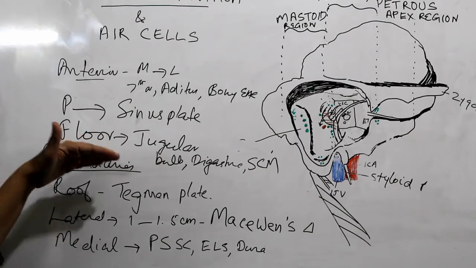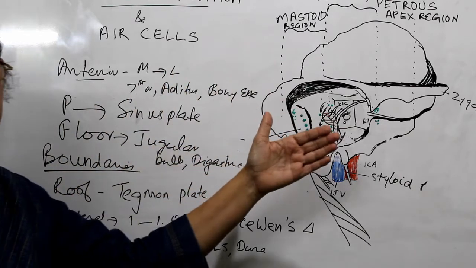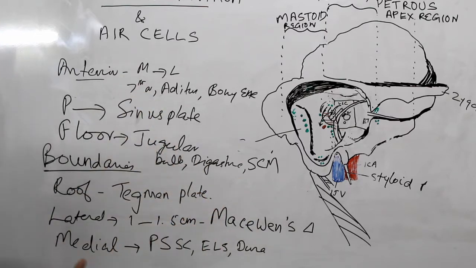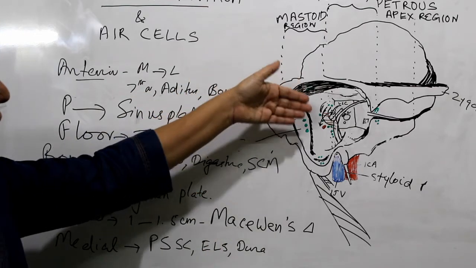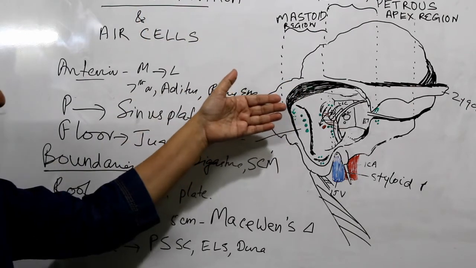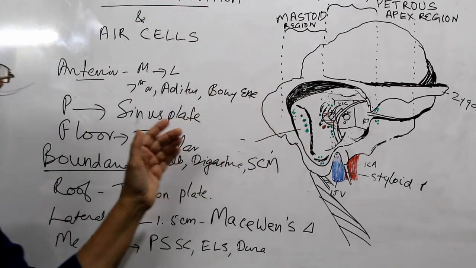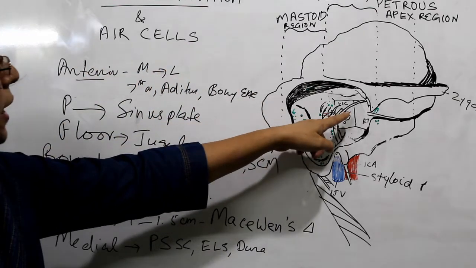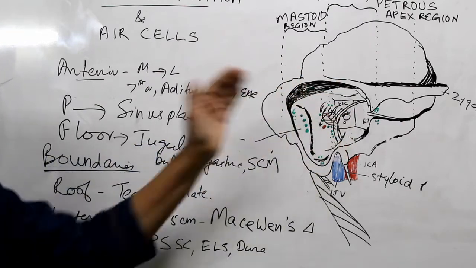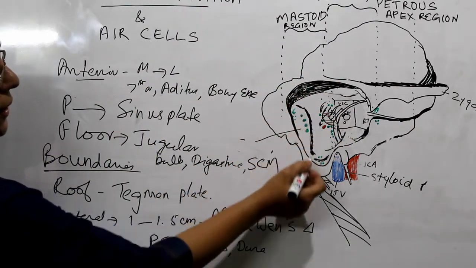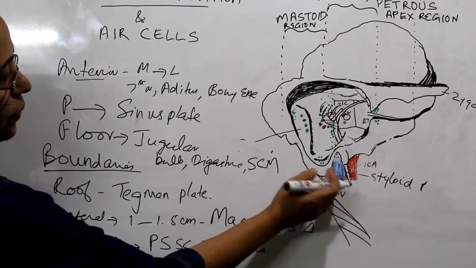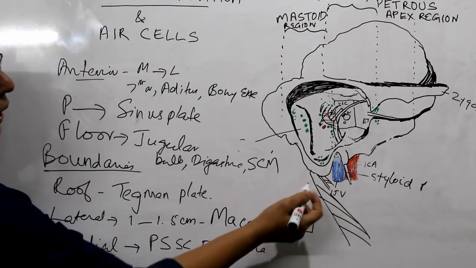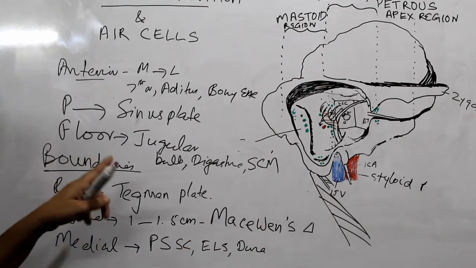So these are the boundaries. Roofed by the tegmen plate. Laterally there is the squamous plate of the temporal bone and McEwen's triangle. Medially it is the posterior semicircular canal, endolymphatic sac and the dura of the posterior cranial fossa. Anteriorly comes the facial canal, additus ad antrum and the bony external auditory canal. Posteriorly it is the sinus plate, and the floor is formed by the jugular bulb, the origin of the posterior belly of digastric and the origin of sternocleidomastoid.